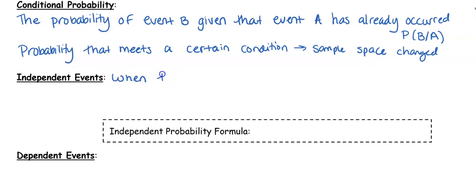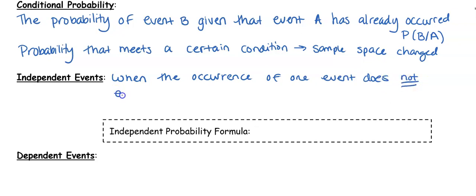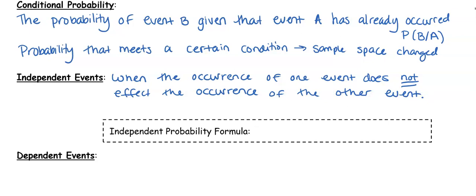So when the occurrence of one event does not affect the occurrence of the other event. So think about flipping a coin.